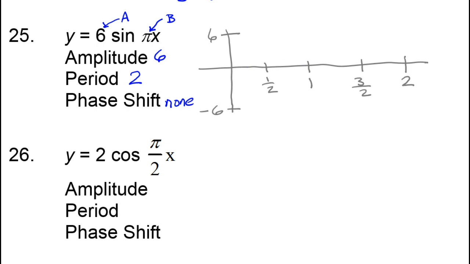Okay, so this is a sine function. So that means it's going to start off at 0, at the midline. And then it's going to go up to its highest value, back down to the midline, down to its lowest value, and back to the midline. So since there's no phase shift, this is simply the final answer.